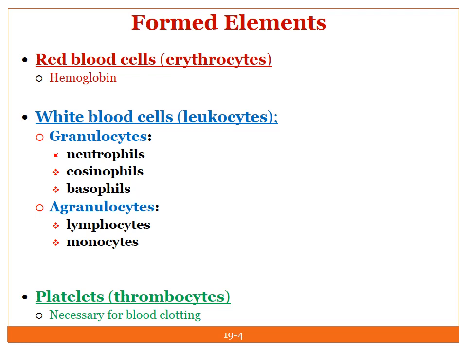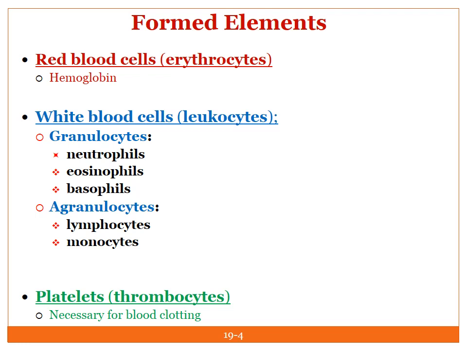The cells that make up the formed elements of blood then are red blood cells, also known as erythrocytes. Red blood cells will have the protein hemoglobin inside them. Hemoglobin is the structure that will bind oxygen and carbon dioxide so that we can transport these gases in blood.